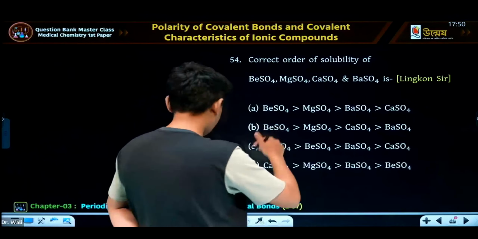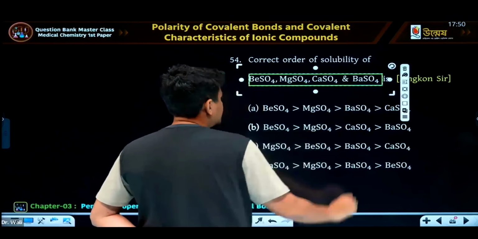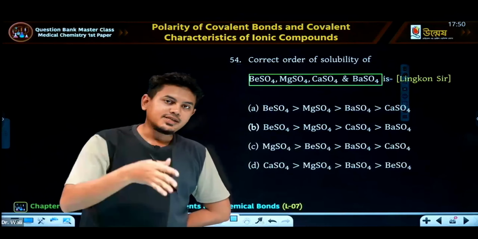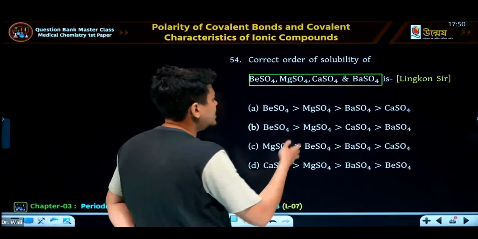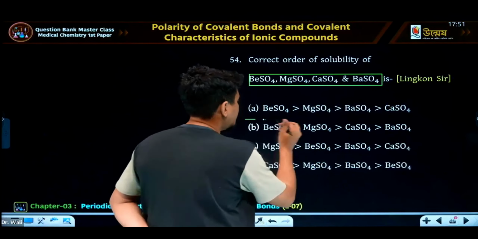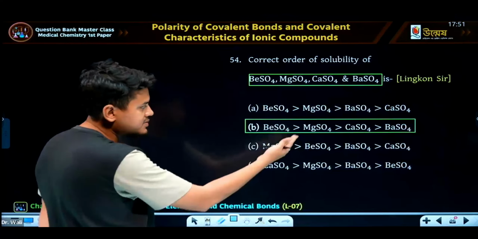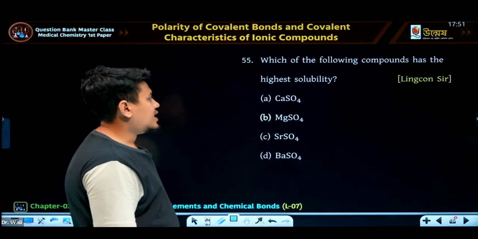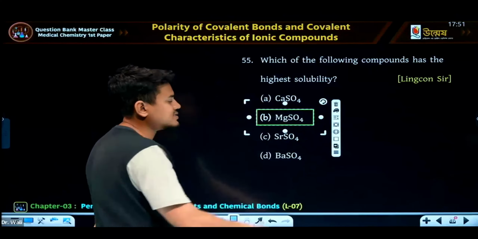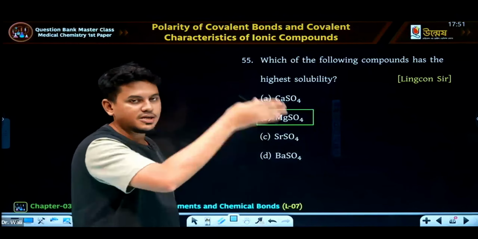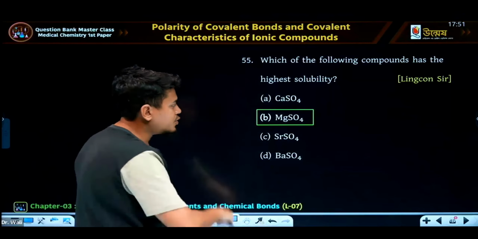The correct order of solubility of beryllium sulfate, magnesium sulfate, calcium sulfate, and barium sulfate will be, as I have said, sulfate would show decreasing solubility in the descending order. In that case, least soluble would be barium sulfate. So the answer will be this. Beryllium sulfate will be most soluble, and barium sulfate will be least soluble. Which of the following compounds has the highest solubility? In this case, the answer will be magnesium sulfate, because the position of magnesium is above, in the upper zone of this group.